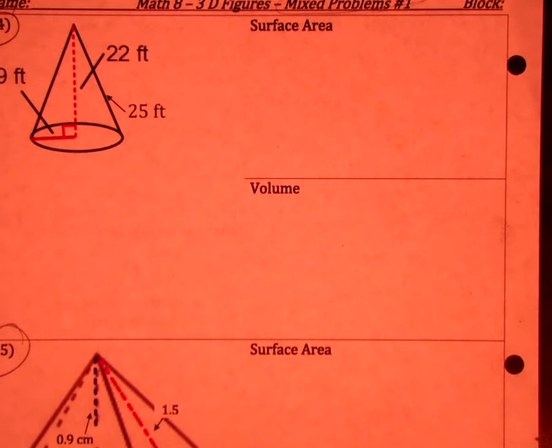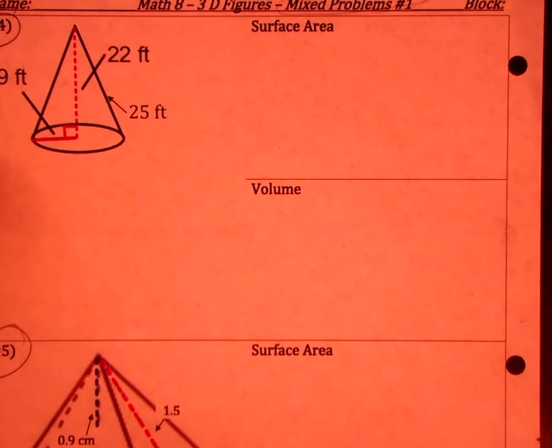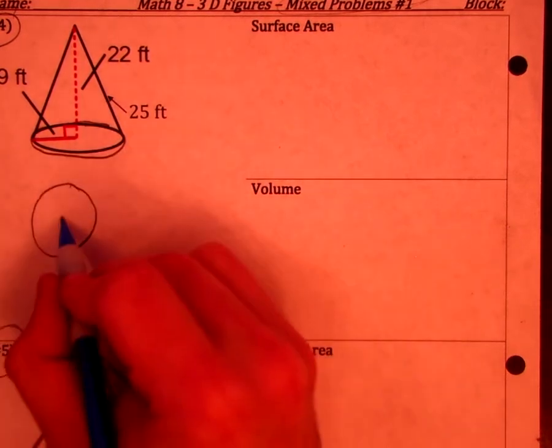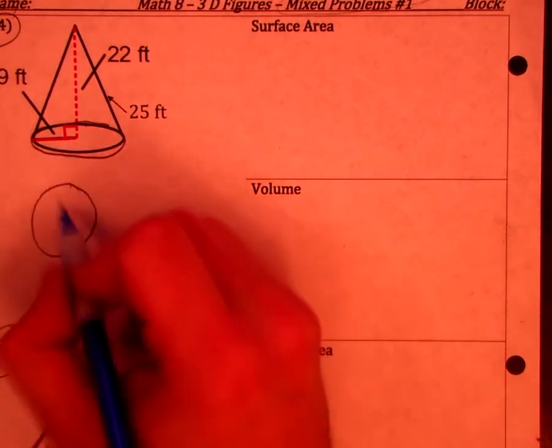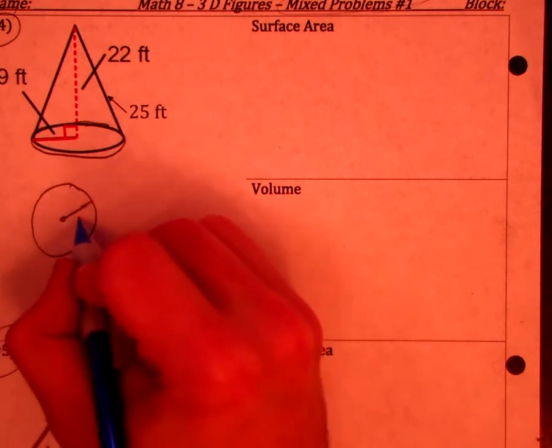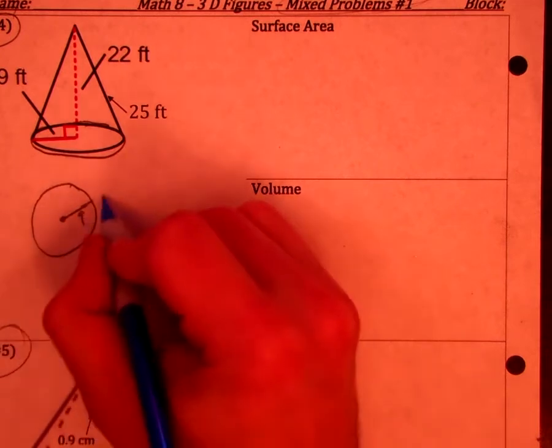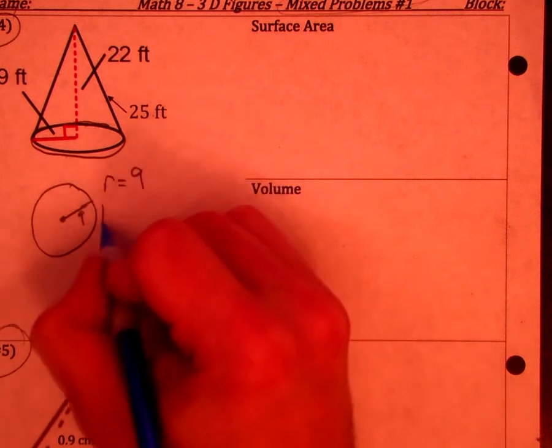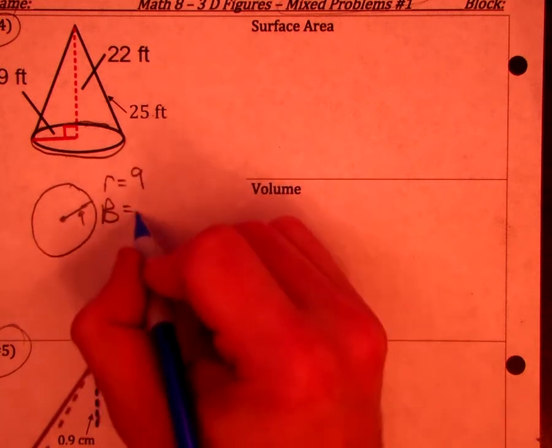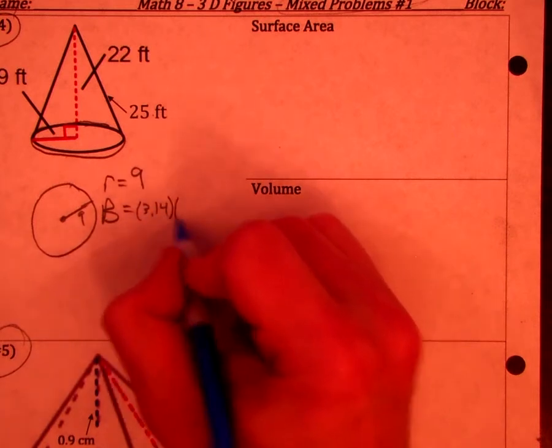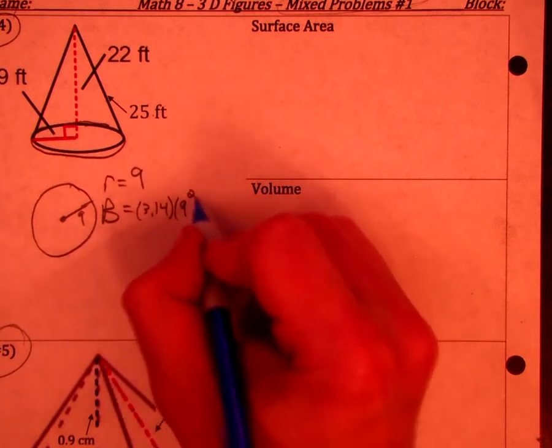That way, it keeps it simple for everybody. As always, however, you want to make sure that you're tracing that base and redrawing that base. Since we have a cone, we have a circle, and it only goes from the side to the center, so the radius is going to be 9. The area of the base, or big B, is going to be 3.14 times 9 squared, which is 81.